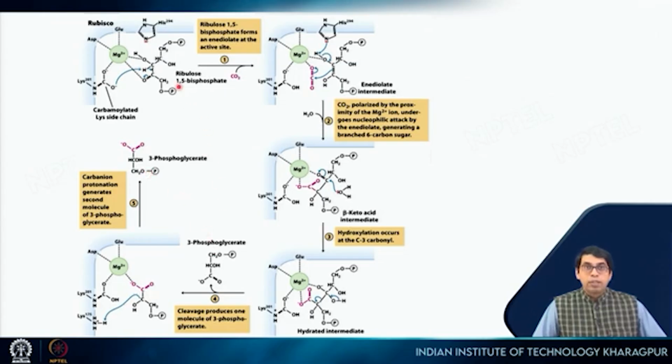So 5-carbon ribulose 1,5 biphosphate and 1 carbon dioxide, total 6 carbons, they are converted to 2 molecules of 3-phosphoglycerate. Both have 3 carbons. So two 3-carbon molecules are released. That is the first step, which is the fixation of carbon dioxide, is complete.